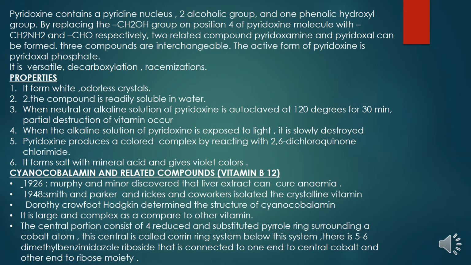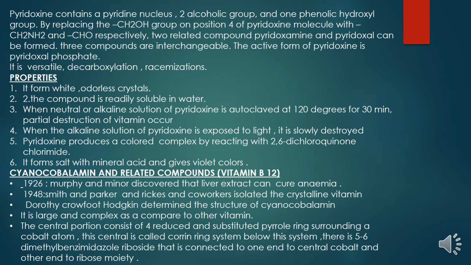The three compounds are interchangeable. The active form of pyridoxine is pyridoxal phosphate. It is versatile in decarboxylation and racemization. Properties: it forms white odorless crystals. The compound is readily soluble in water.